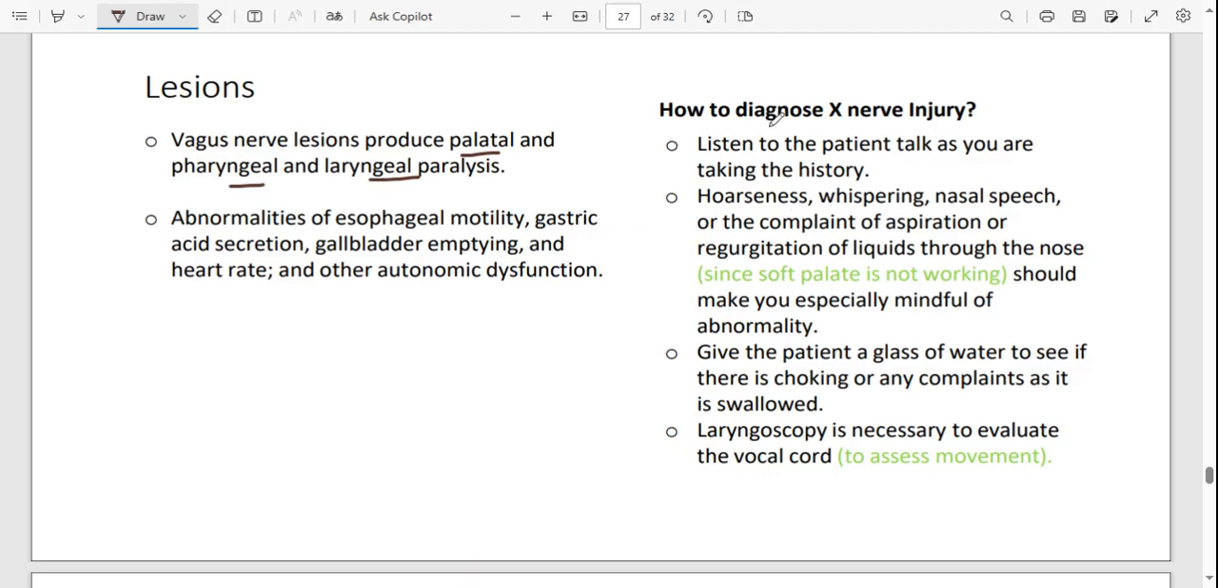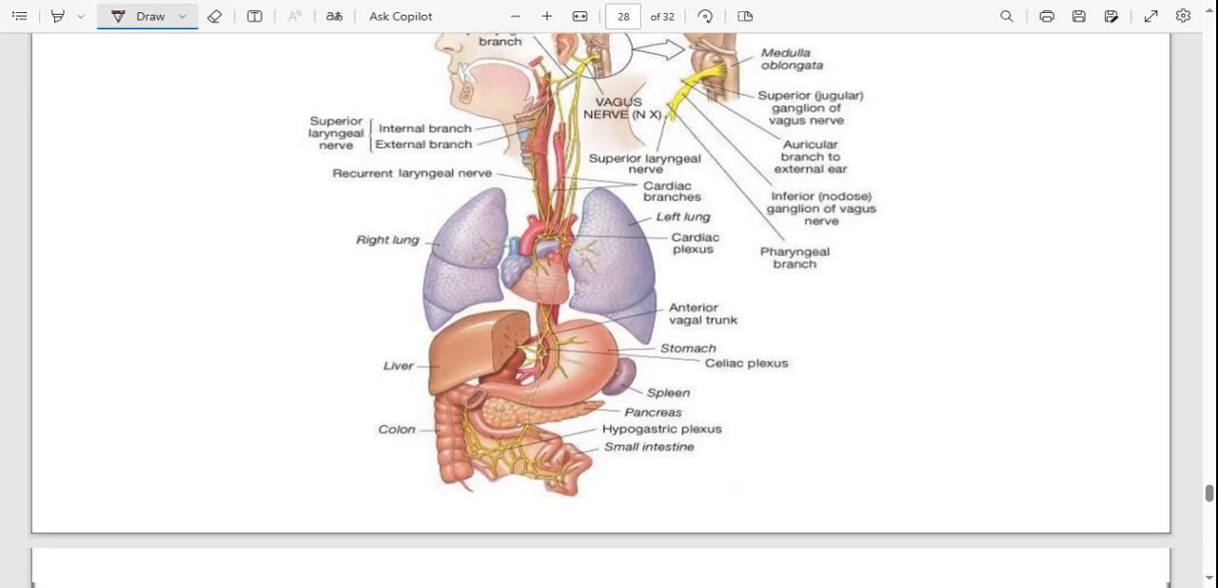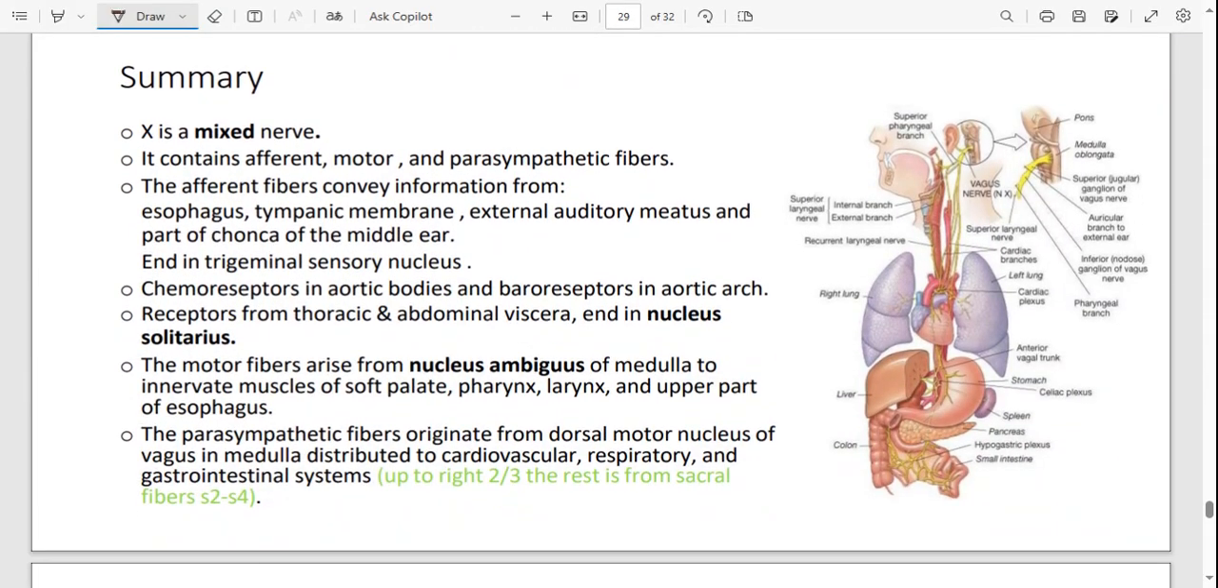So how do you diagnose that someone has got an injury to this nerve? Listen to the patient talk as you are taking the history. There's going to be hoarseness of the voice, whispering, nasal speech, or complete loss of voice, aspiration, or regurgitation of liquid through the nose. Okay. So they give the patient a glass of water to see if there is choking or any complaint as it is swallowed, because they literally can't swallow the water, so they can choke. And this nerve actually supplies most of the organs that are present in the abdomen. Okay.